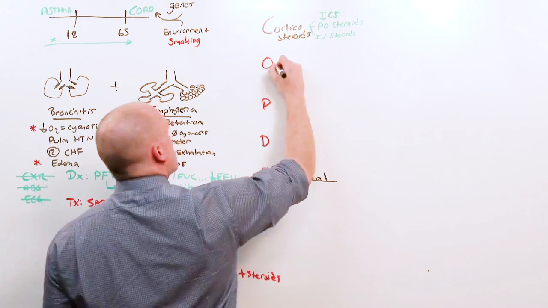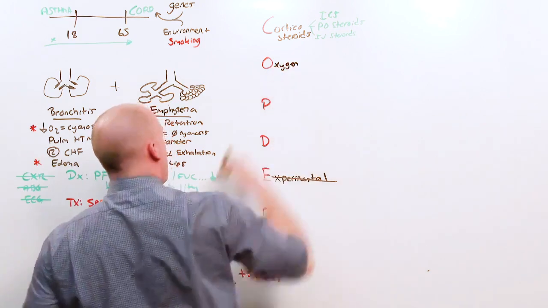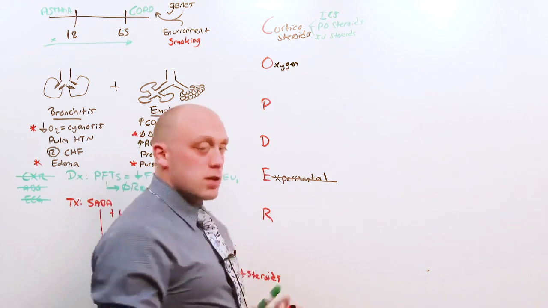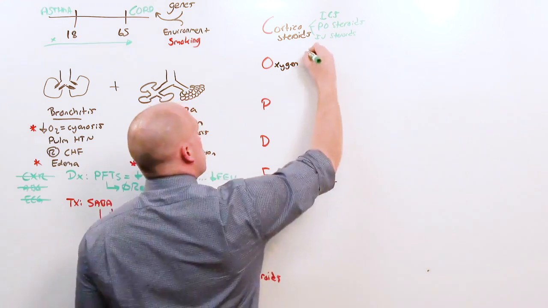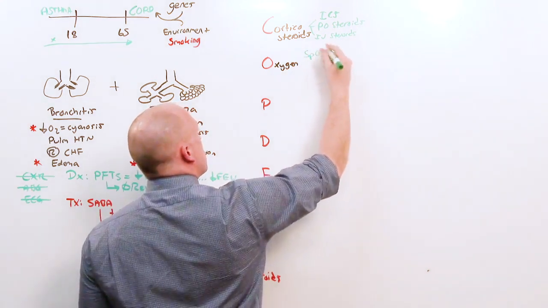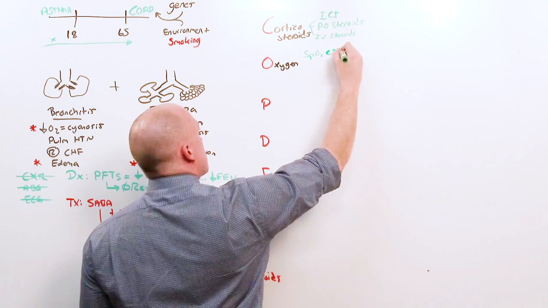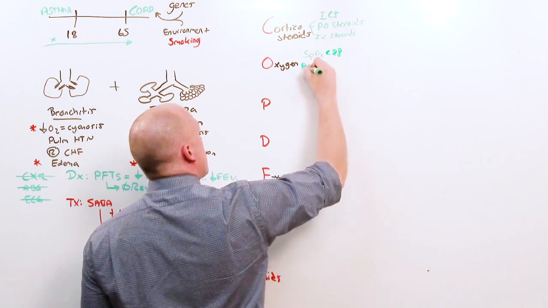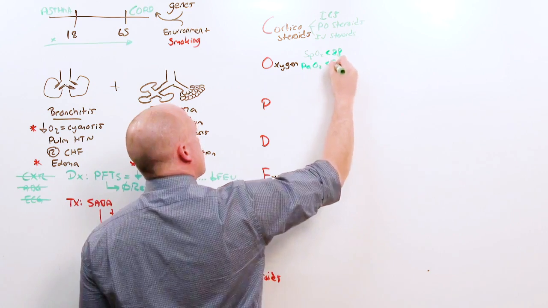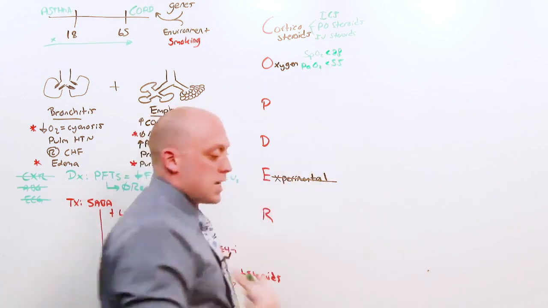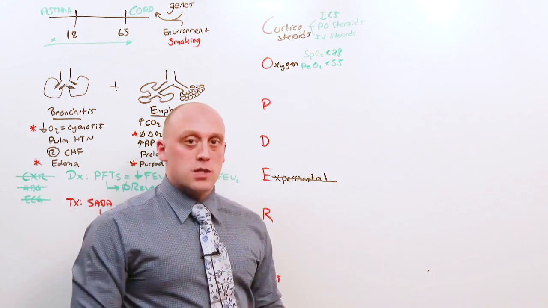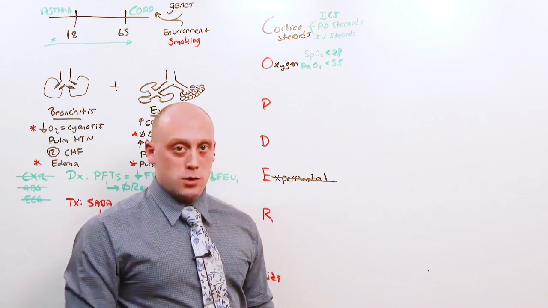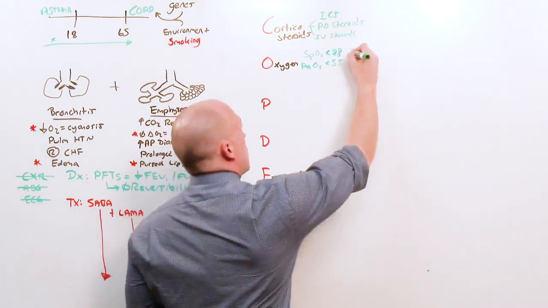The O stands for oxygen. And the way you're able to give someone oxygen is if the SpO2 is less than 88% or the PaO2 is less than 55. And that can be at exertion or at rest. Your goal is to get the COPDers' oxygen saturations between 88 and 92.